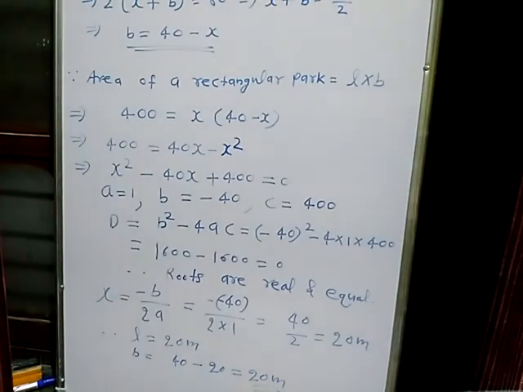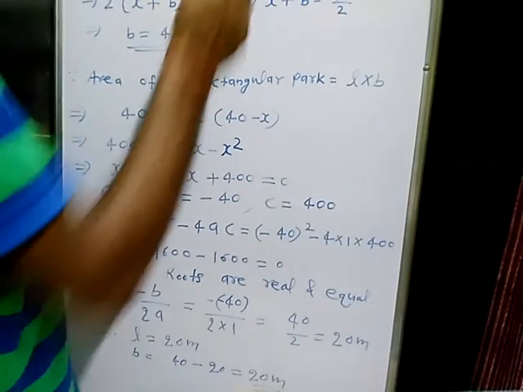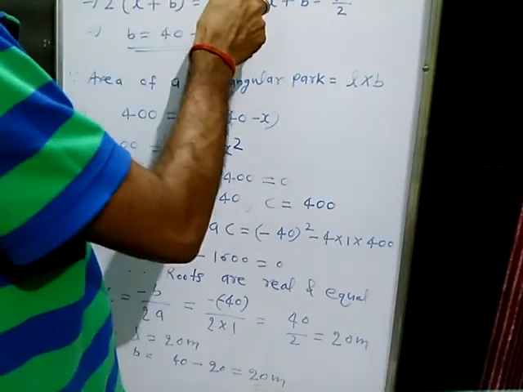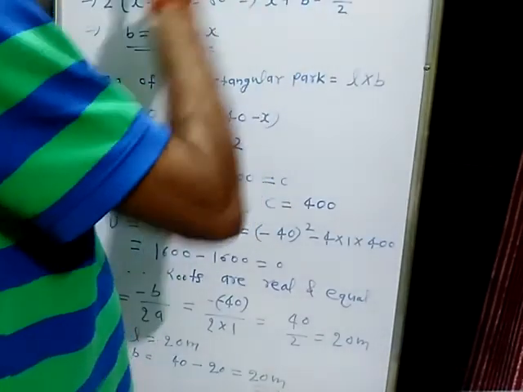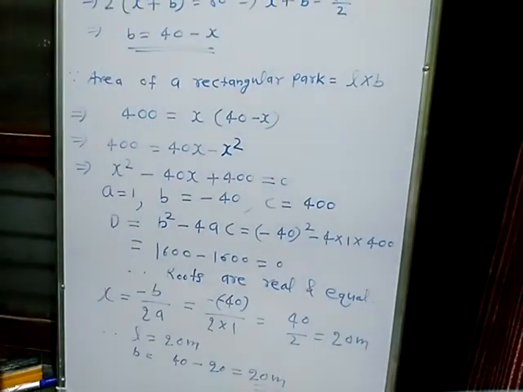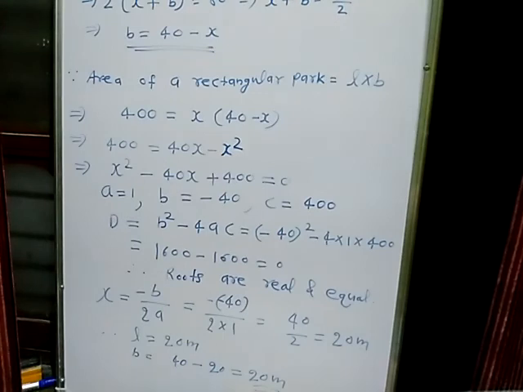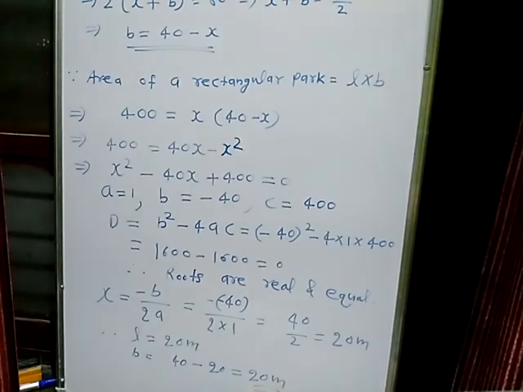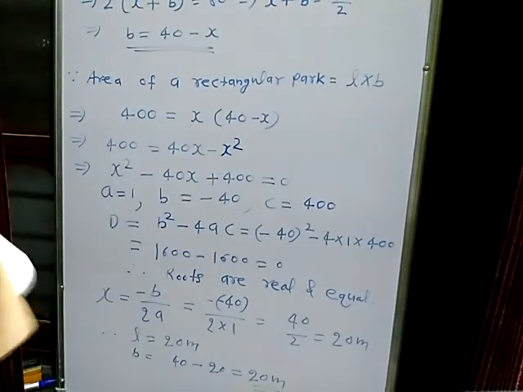You can verify your answer. Perimeter is twice of L plus B. L is 20, B is 20. 20 plus 20 is 40, into 2, so that is 80. Area is 20 into 20, 400. So this rectangle becomes a square also, because its length and width are equal. So this is question number 5.